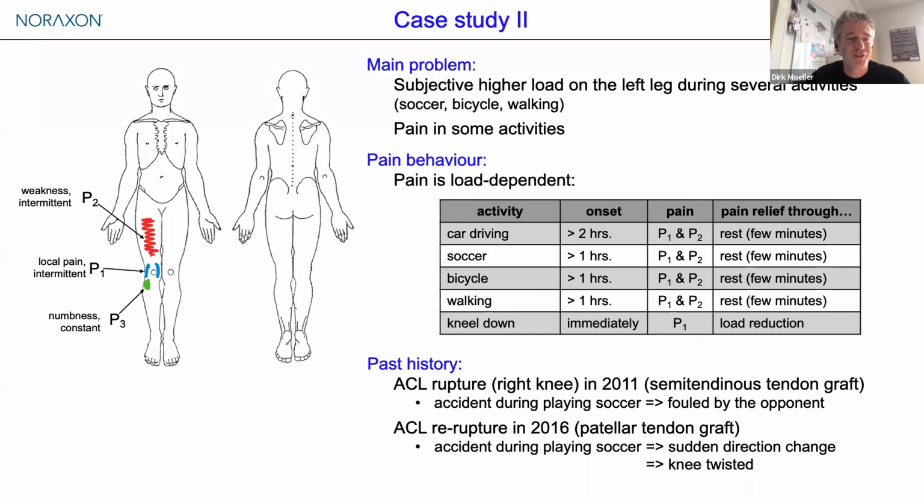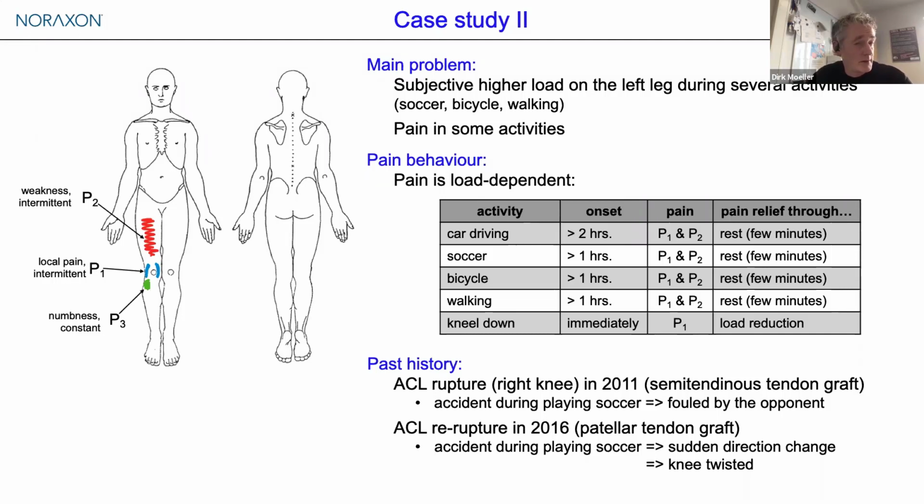Okay, the main problem of this patient: he has a subjectively higher load on the left leg during several activities. He had 2 ACL ruptures, one in 2011, when he was fouled by an opponent, an accident during playing soccer, and a re-rupture in 2016. Just a sudden direction change and the knee was twisted and he got the knee rupture. He has 3 areas of pain. P1 is a local pain around the patella. P2 is just a weakness in the thigh muscles, in the ventral thigh muscles. And P3 is a numbness in the lateral area under the patella.